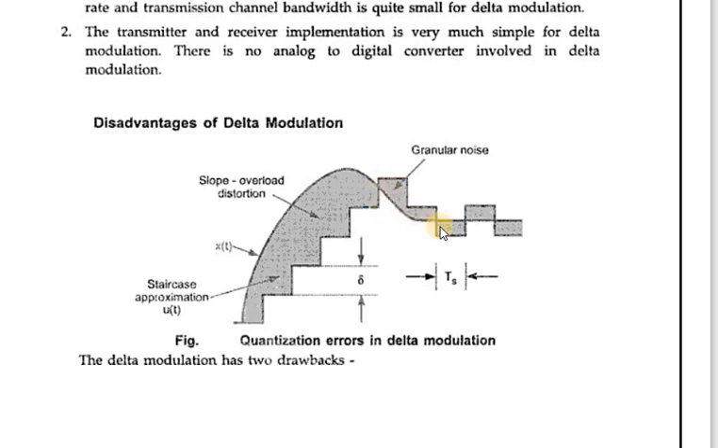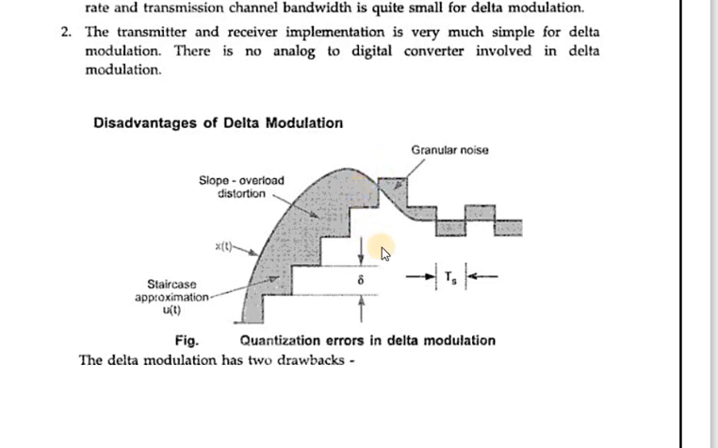I'll repeat it once again. This noise occurs when the step size is too large when compared to the small variations in the input signal. That is, for a very small variation in the input signal, the staircase can change by a larger amount, based upon your step size. So this occurs between your input and the approximate output value, and this kind of error is called granular noise.